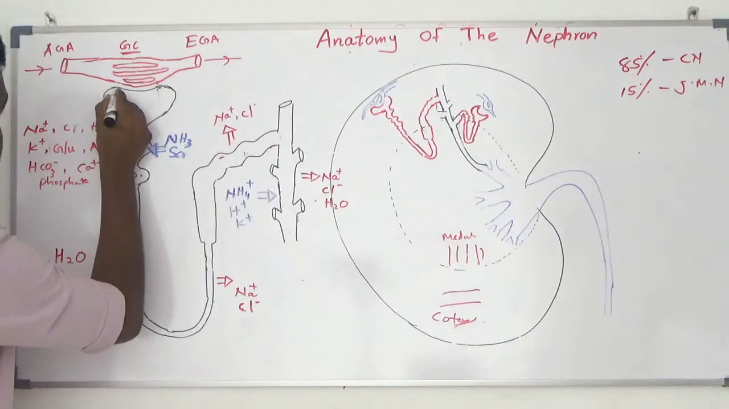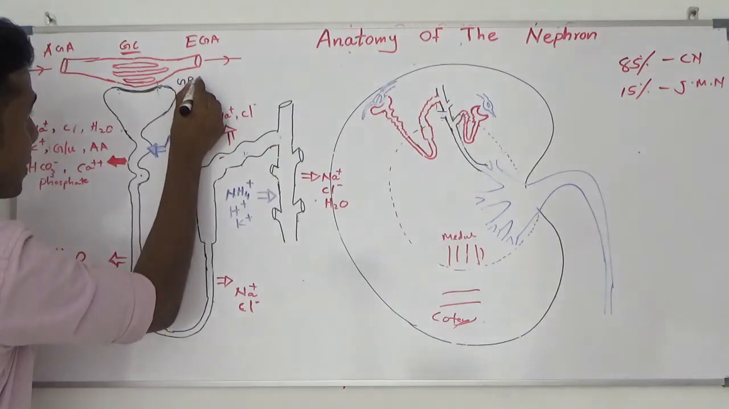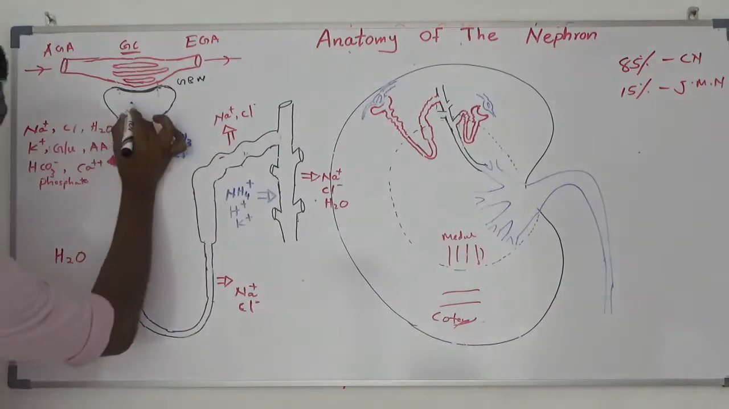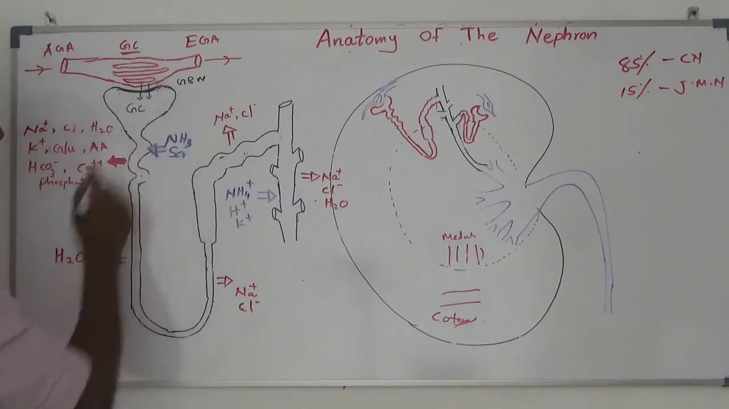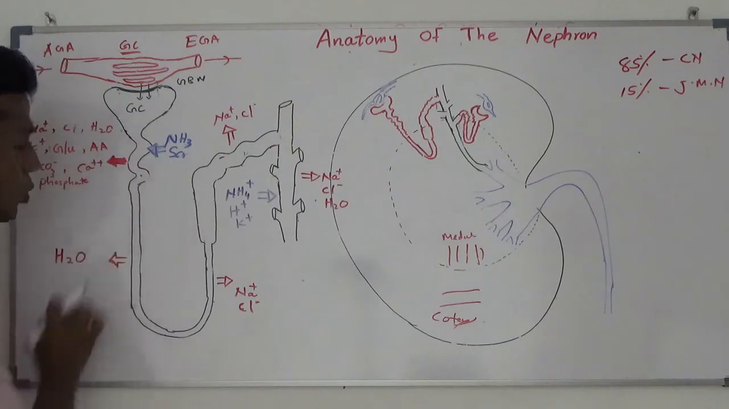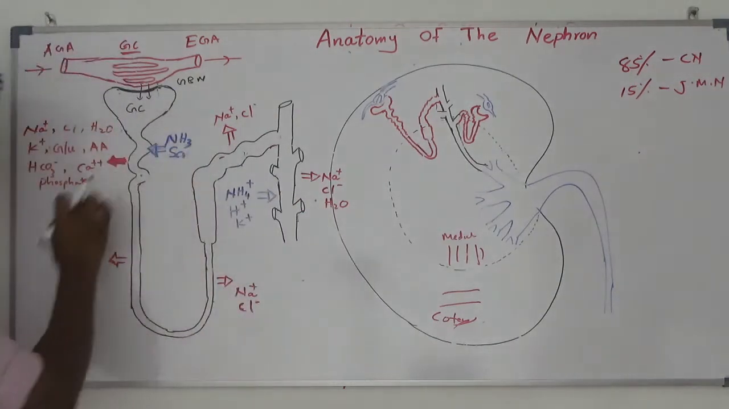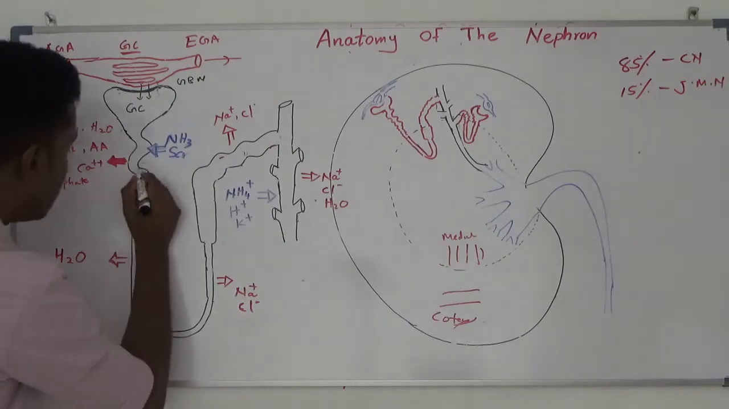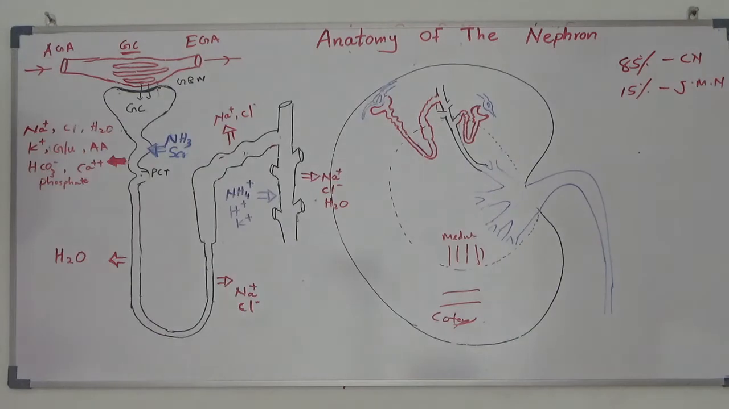This one is called the basement membrane, the glomerular basement membrane. This one is called the glomerular capsule. Filtrate material comes into the glomerular capsule. After that, the tube is a little bit convoluted. The proximal tube is convoluted. This one is called the proximal convoluted tube, or PCT.